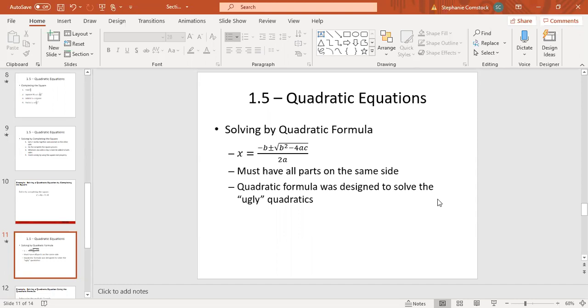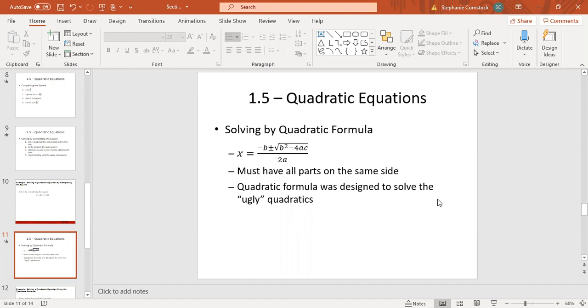And so they wanted to come up with a way to solve them that didn't involve really tedious stuff. So in their efforts to do this, they came up with this thing called the quadratic formula. Now, I do apologize. On the slide, they are dashes here. That is not a negative.